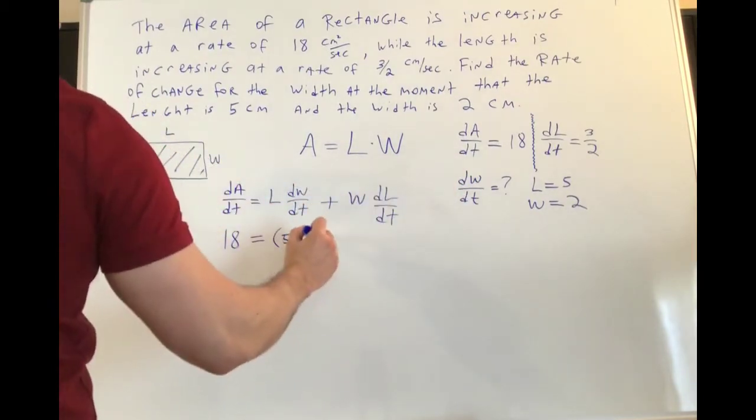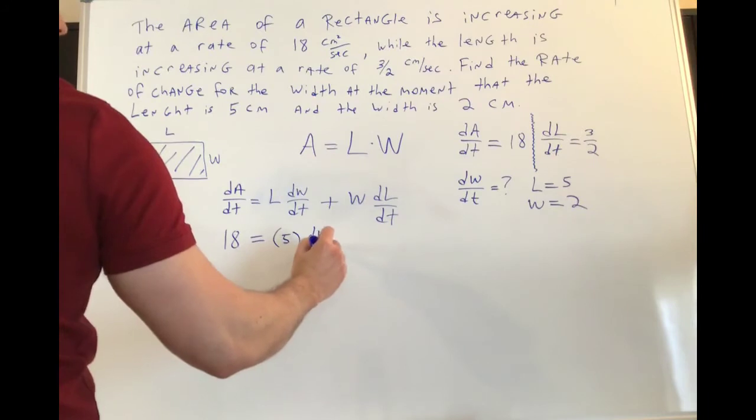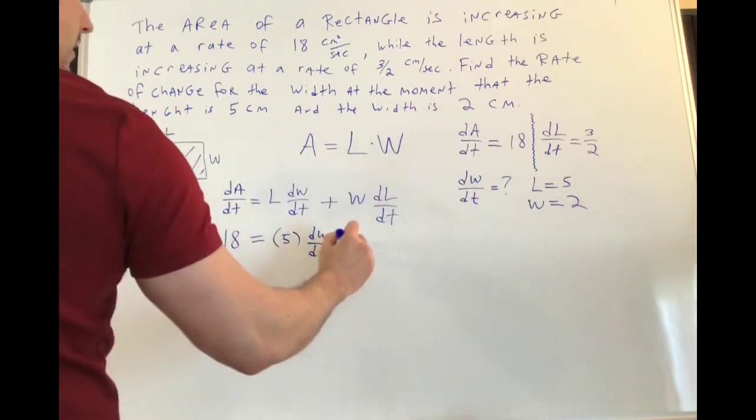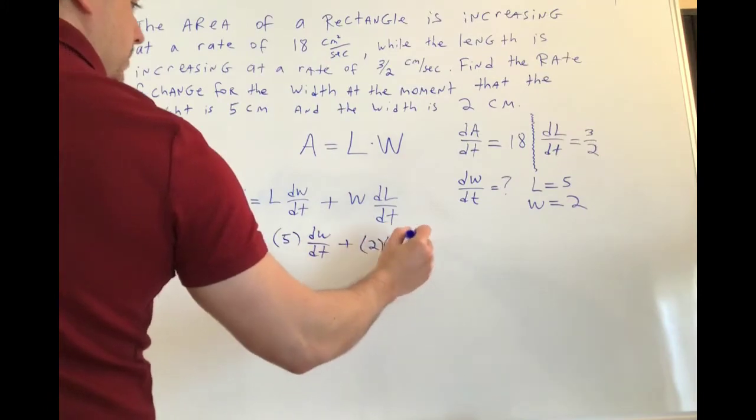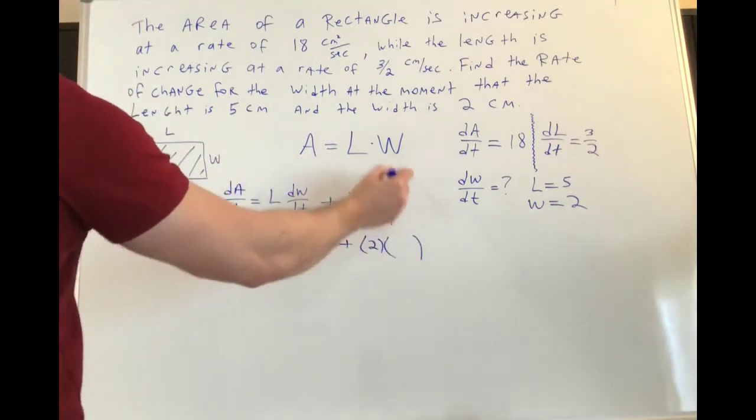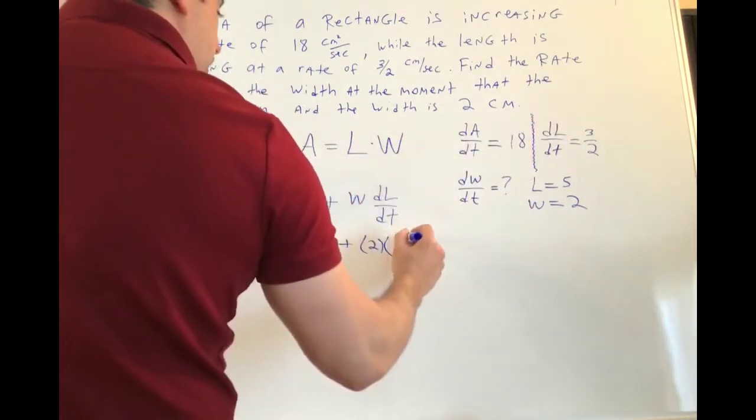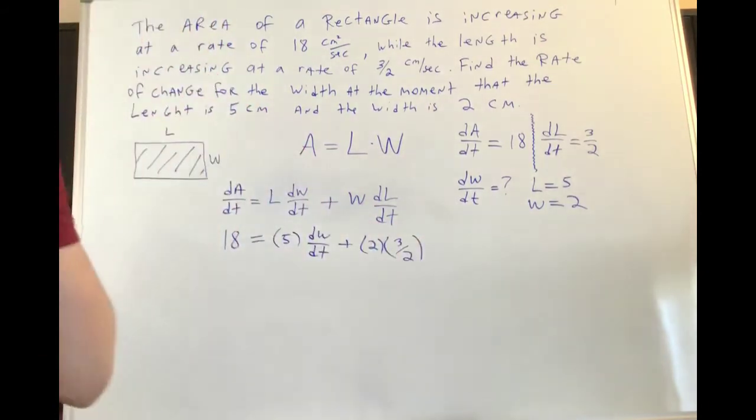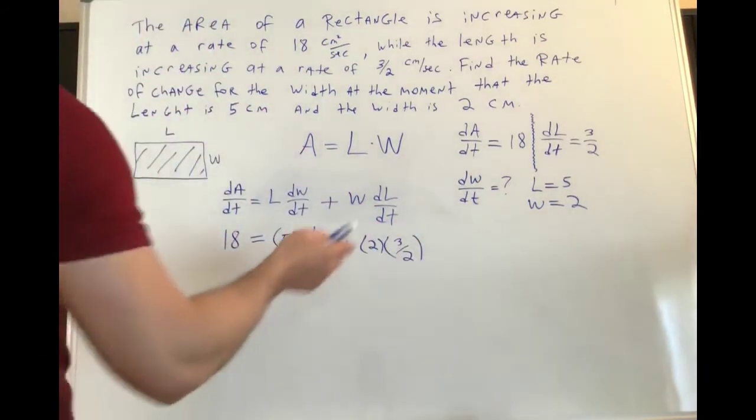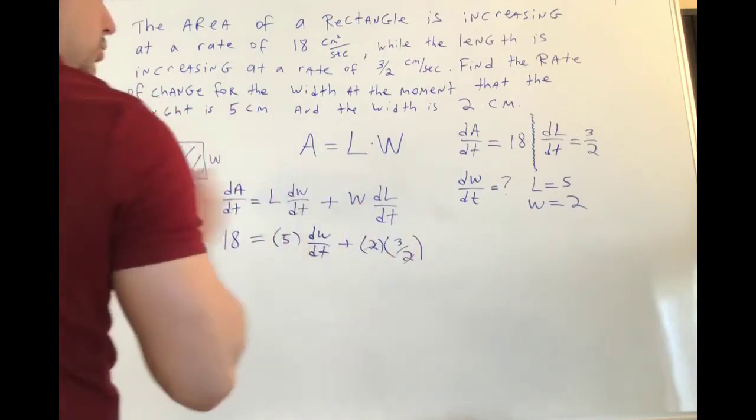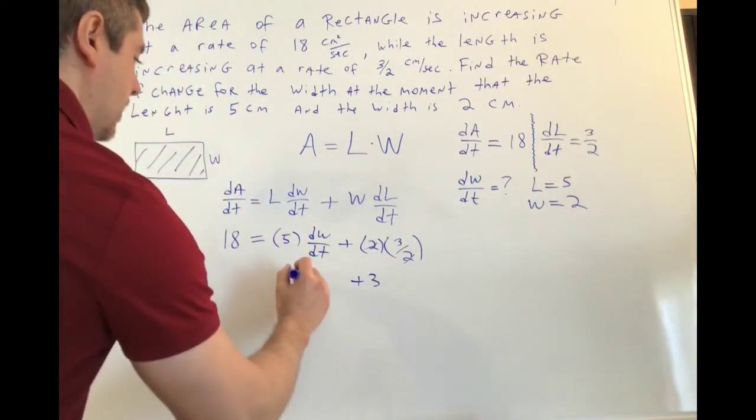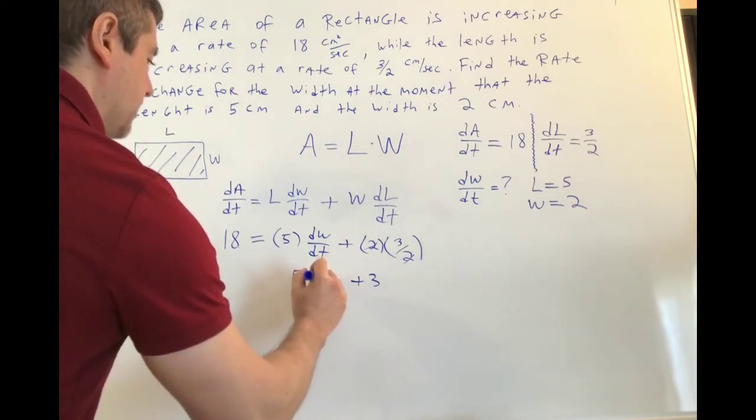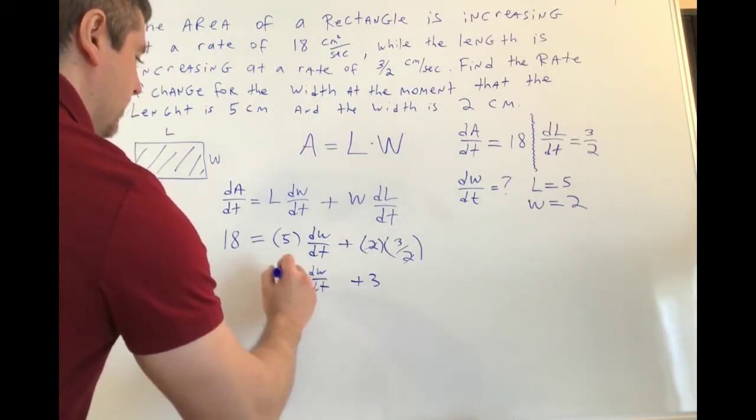I don't know what the width is changing. That's what I'm looking for. That's why I put a question mark there. The width is 2 when I froze my rectangle from growing. And then the length is changing at a rate of 3/2. Well, how convenient. Look at how I rigged this. So I'm going to cross those out. 5. I'm going to write a little smaller. It's not going to fit.